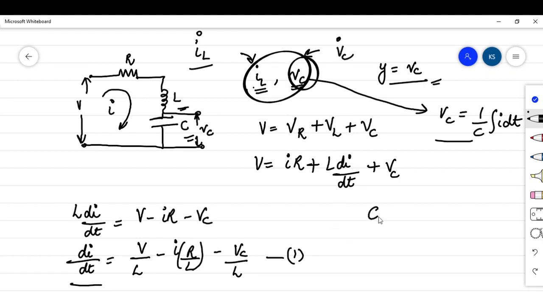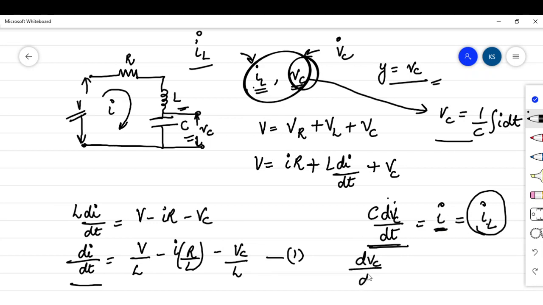So we know that C dVc by dt is equal to I in the whole circuit, because the current is common in the whole circuit since the elements are connected in series. So we can say that I is equal to IL. We always have to represent the state variable in terms of state variables or input. So what I have done is I have tried to find out the relation between I and IL. So we can say that dVc by dt in this case is IL by C.